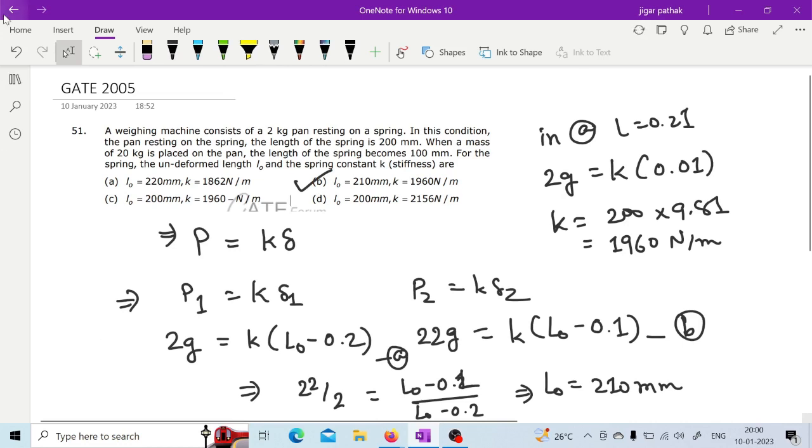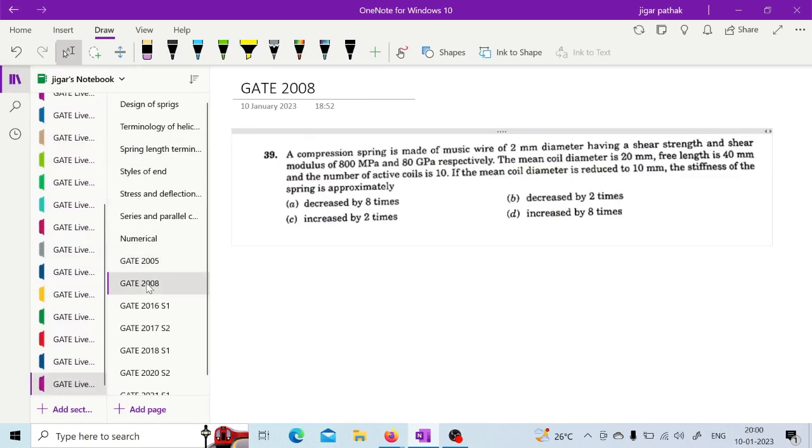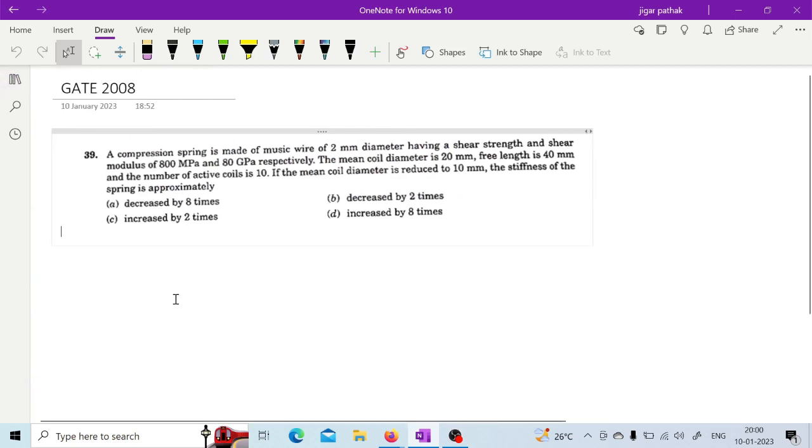Okay. Now next is from 2008. A compression spring is made of a music wire of 2 mm diameter having a shear strength and shear modulus of 800 megapascal and 80 GPa respectively. The mean coil diameter is 20 mm, free length is 40 mm and the number of active coil is 10. If the mean coil diameter is reduced to 10 mm, the stiffness of the spring is approximately. So this is very easy question, right? You just need to find how the stiffness is varying with respect to the mean coil diameter.